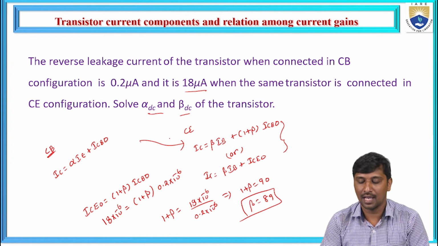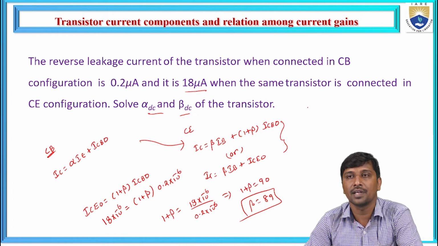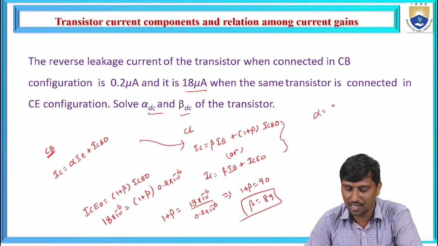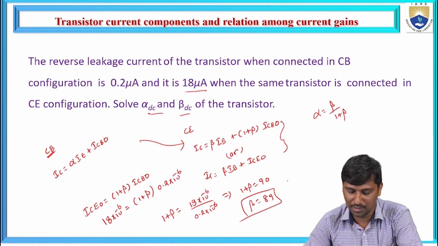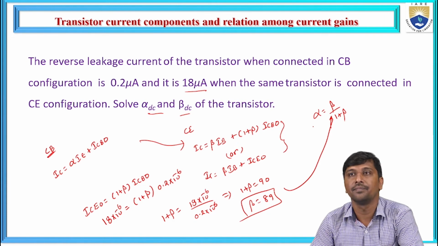Now we need to calculate alpha. We know the relation for alpha in terms of beta. What is alpha in terms of beta? That is alpha is equal to beta by 1 plus beta. You can substitute the beta value to get the alpha value.